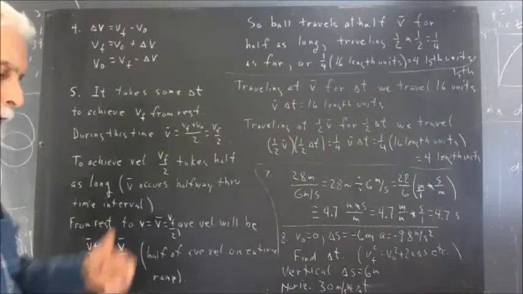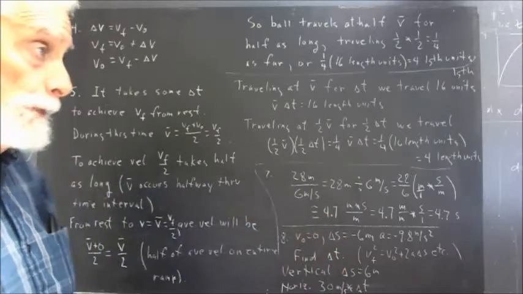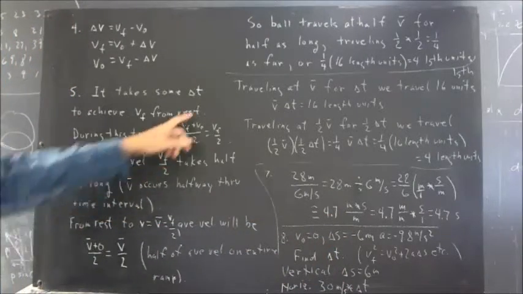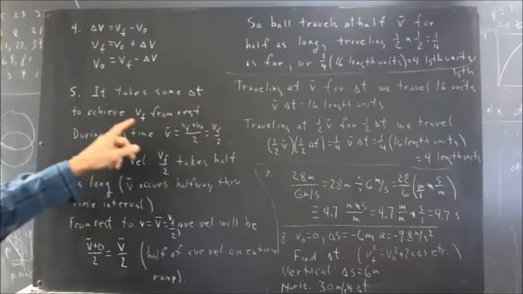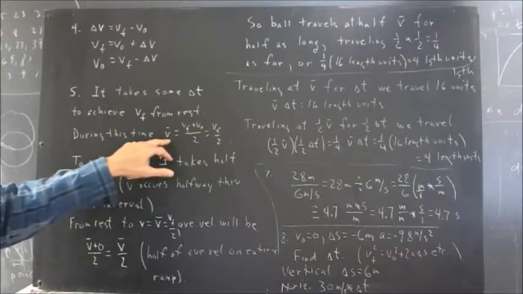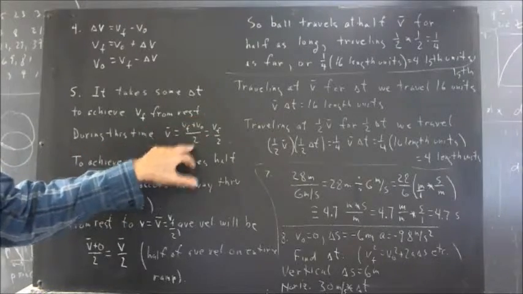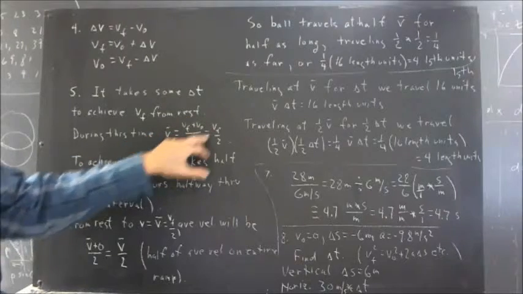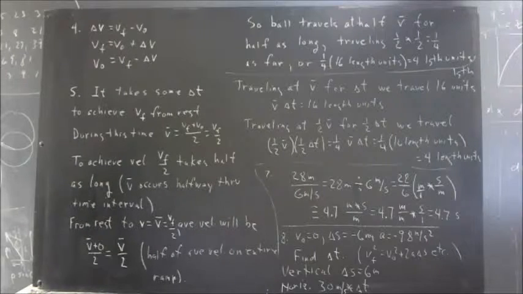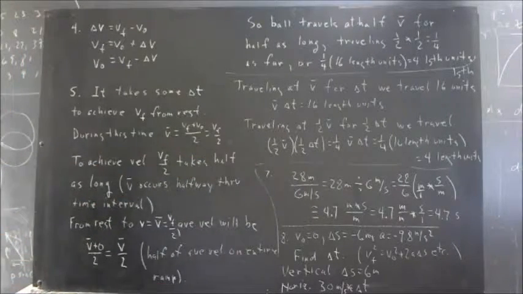Okay, a ball rolls down a ramp and it achieves some final velocity VF, and we assume uniform acceleration down this ramp. So it takes some delta t to achieve its final velocity from rest. And during this time, the average velocity is (VF plus V naught) over 2. Since V naught is 0, that average velocity is just the final velocity divided by 2. Now, we don't actually have to know all that, but it helps understand the situation.